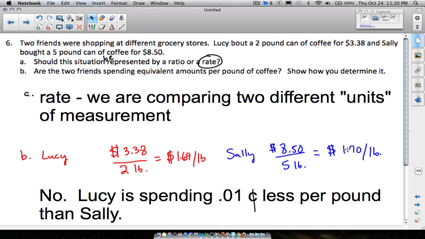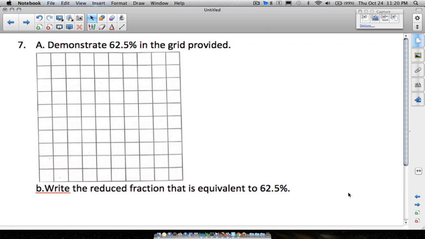Now, if you said here that they were spending the same amount, I couldn't argue with that, because who really cares about a penny when it comes to that? A penny's pretty much worthless nowadays, it seems like. But nonetheless, Lucy is spending a little bit less than what Sally is, 1 penny per pound. On to number 7.